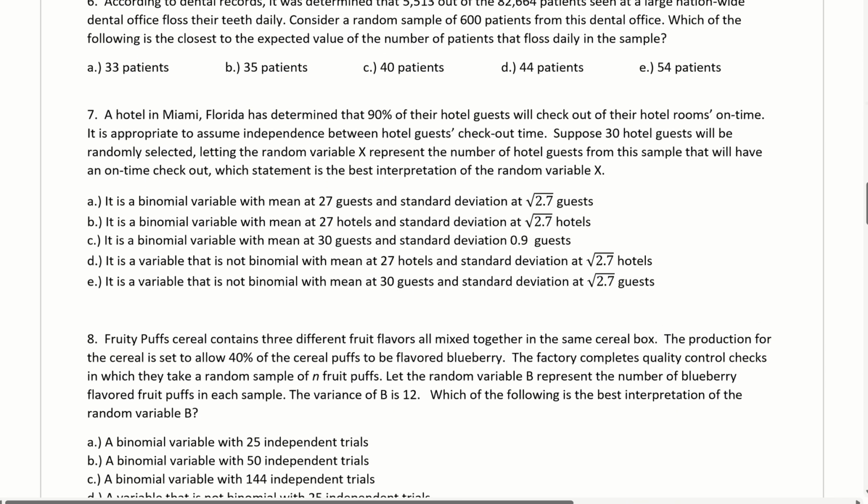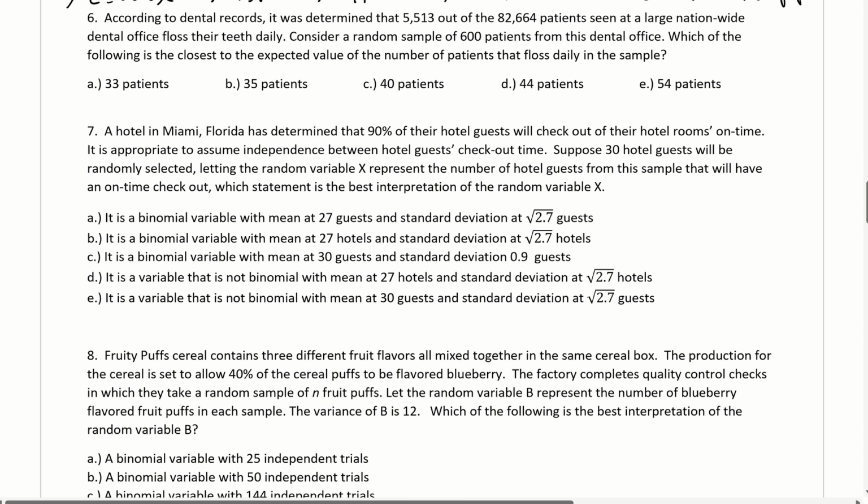All right, number 6. According to dental records, it was determined that 5513 out of 82,664 patients seen at a large nationwide dental office floss their teeth daily. Consider a sample of 600 patients from the dental office. Which of the following is the closest to the expected value of the number of patients that floss daily in the sample? So we want the expected value.